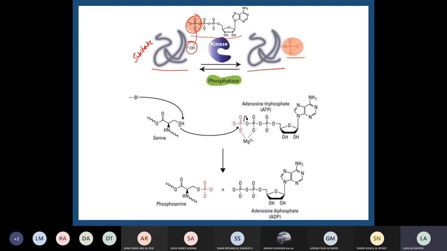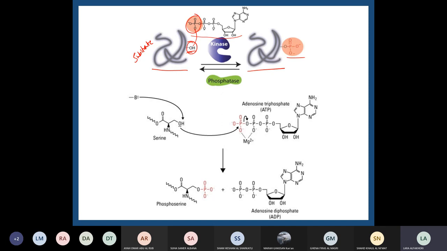Again, we are not concerned with this process, what enzymes or what proteins in general, when phosphorylated, happen to them in terms of their biological effect. What matters to us is that kinases regulate the function of themselves and other proteins simply by phosphorylating them.